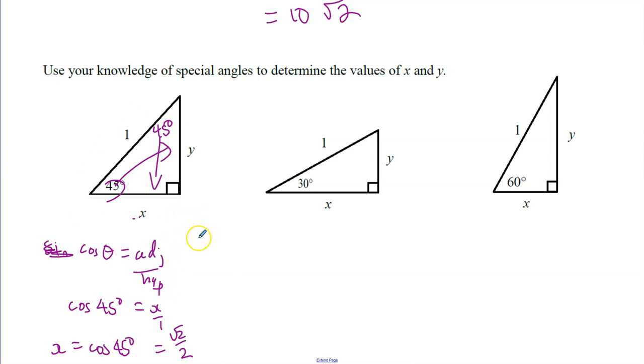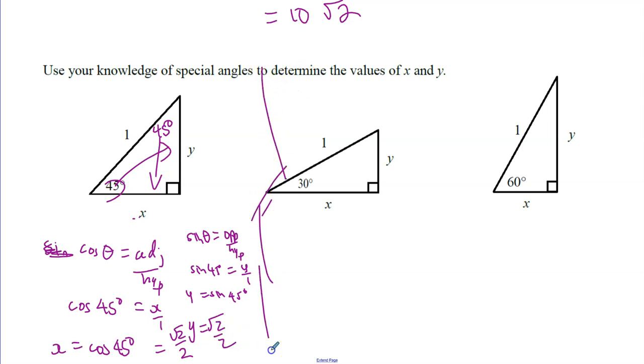But if you want, you could just go sine theta is opposite over hypotenuse. Or we could have just started here. Sine 45 degrees is y over 1. Y is equal to sine 45 degrees. Y equals root 2 over 2. Okay, what do we got here?